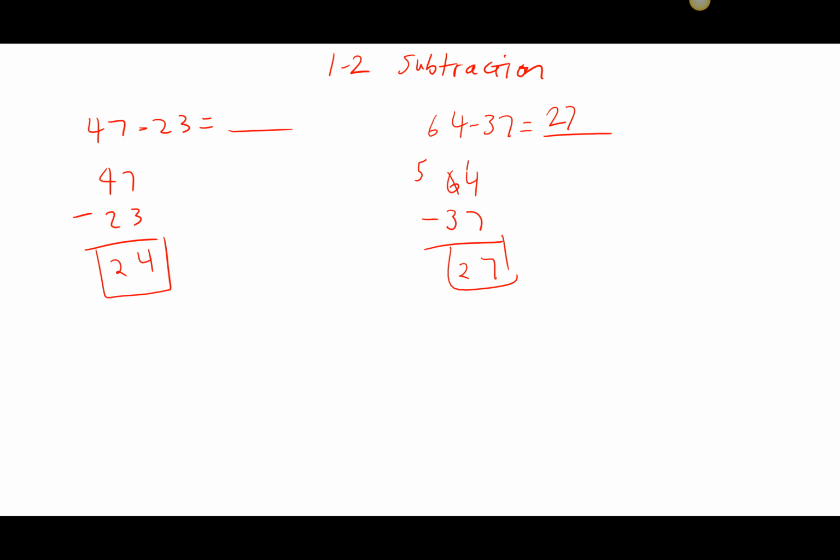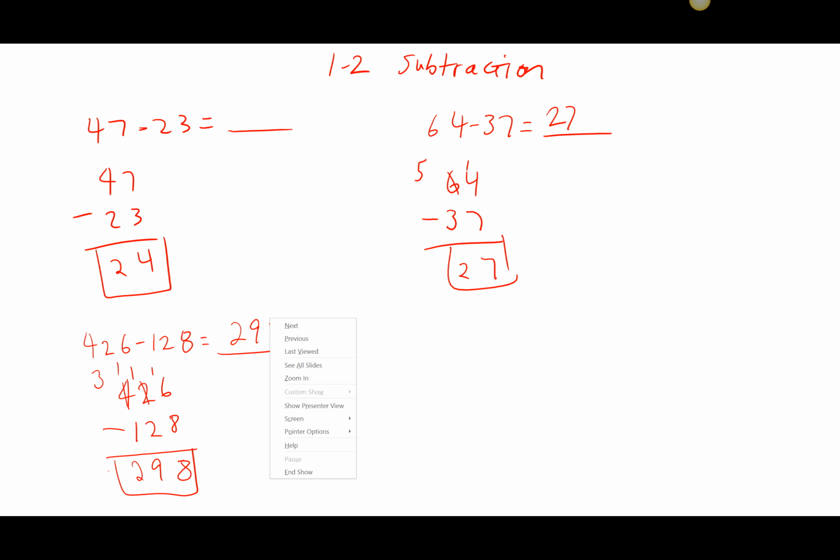So what if we have something like 426 minus 128? Again, 6 minus 8, you can't do that. Borrow. That will be 8. Borrow again. It's going to be 9 and 2. So 298. Okay.